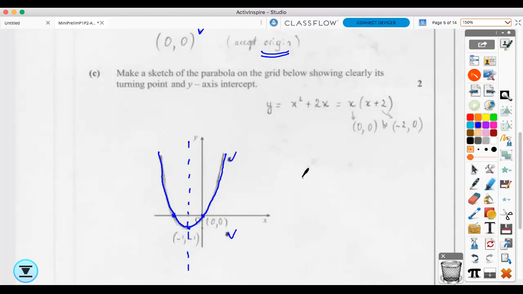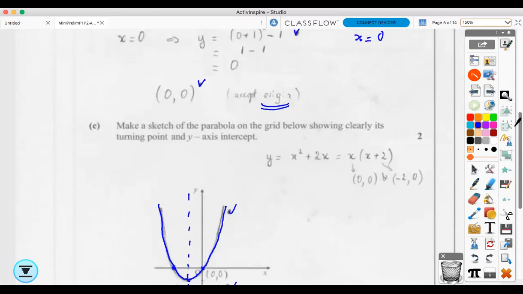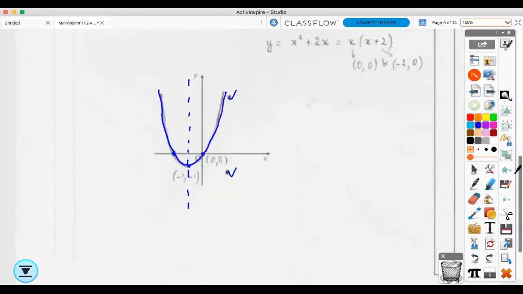Okay, so when someone had given me another turning point, like, I don't know, if someone had said my turning point was 1, -1, for example, and still drew properly with 1, -1 and 0, 0, then that person still got the 2 marks for the graph.